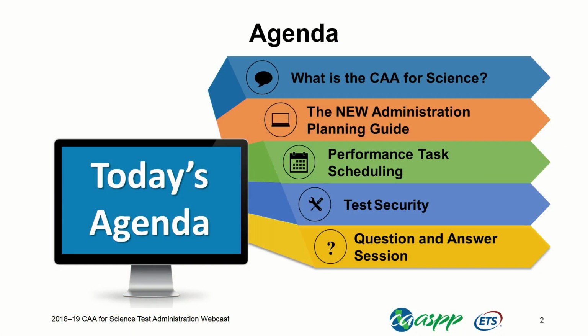Here's the agenda. In this webcast, we will cover some background information on the CAA for Science, just to give you a refresher on what the assessment is. We'll talk about a brand new planning resource called the Administration Planning Guide. We'll go through the step-by-step sequence of how an embedded performance task, or embedded PT, is administered, test security procedures, checklists, reporting and tracking, and some training resources that we developed this year that should really help you as you kick off testing this year.